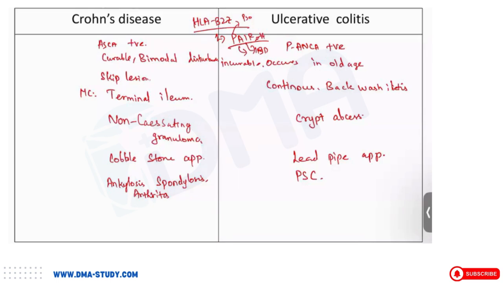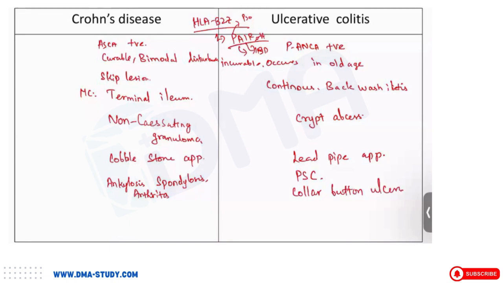P stands for psoriatic arthritis. A stands for ankylosing spondylitis, where you see the bamboo spine. I stands for inflammatory bowel disease. And R stands for Reiter syndrome or reactive arthritis. Okay. And you may see the collar button ulcer also in ulcerative colitis.